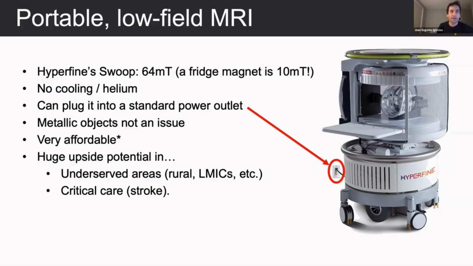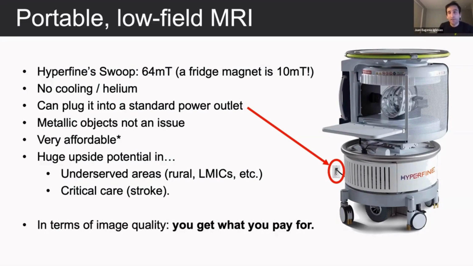So if you think of low middle income countries or rural areas, and also in more first world scenarios, if you think of critical care of stroke, you can do point of care imaging, right? Like bring the scanner to the patient instead of the patient to the scanner. But in terms of image quality, you get what you pay for, right? You have 64 millitesla, so that limits the SNR quite a lot.